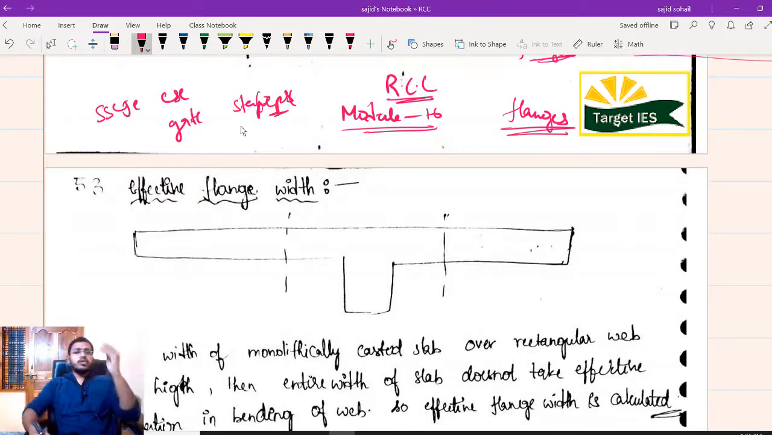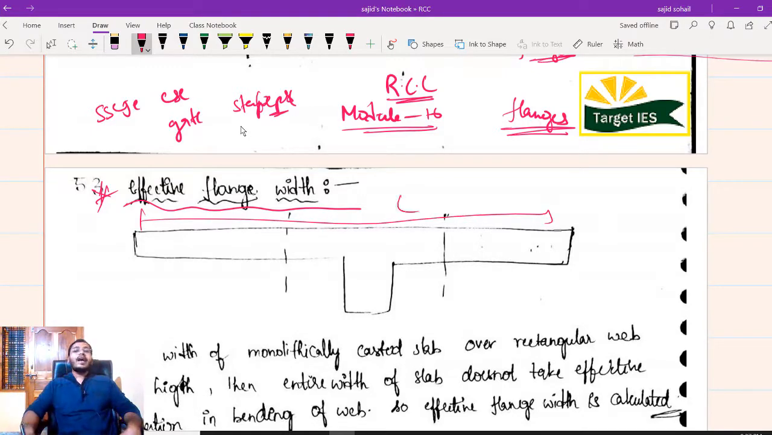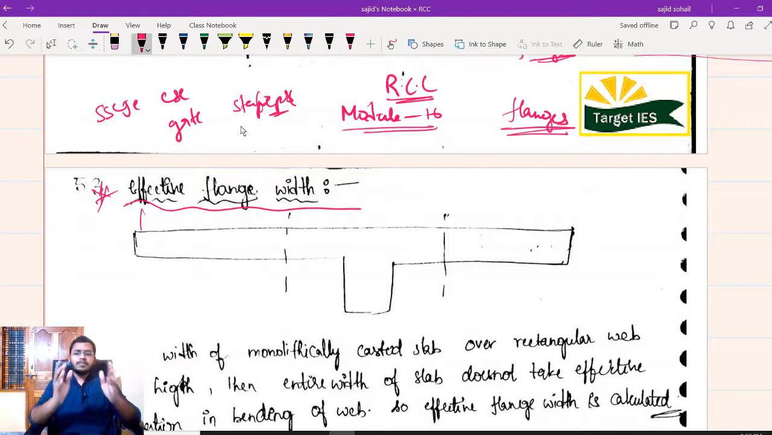Definite से आता है. So the very first point which I am going to teach you today is effective flange width. Okay, the first topic which I am going to teach you is effective flange. See, seeing this diagram, many people think this is your length, right? And this is your width, something like that. So let us be very clear. ये गलती आप नहीं करना है. Let us be very clear.